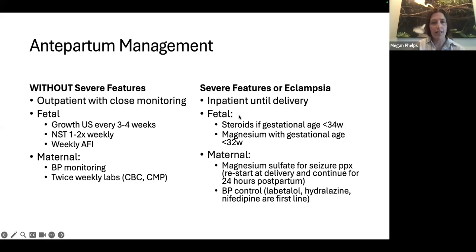For the fetus, you'll want to give them steroids if they're less than 34 weeks for lung maturation, and give them MAG for neuroprotection if they're less than 32 weeks. And then for the mom, giving them MAG for seizure prophylaxis. I think a lot of MFMs we work with do it differently, but if they're not going to deliver them right away, you start it when they're admitted, and then you can stop it. Some do 12 hours, some do through the steroid window. But an important thing is once you decide to move towards delivery, restarting the MAG and continuing for 24 hours postpartum. The other aspect of maternal care is blood pressure control, with labetalol, hydralazine, or nifedipine being first line.